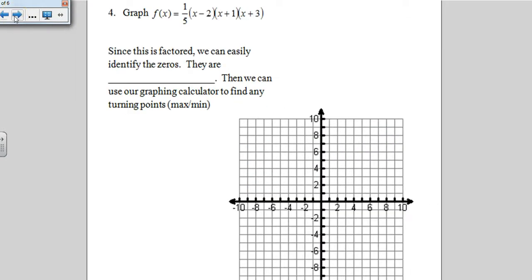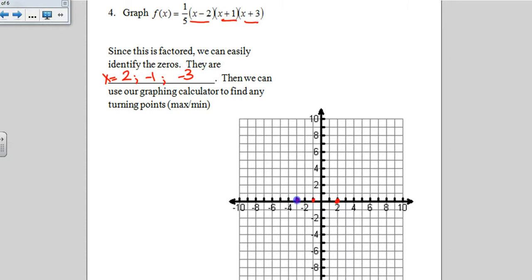I'm going to give you a function, and it's in what we call factored form. Since it's in factored form, I can tell you where your zeros are really easily. So if I look at my factors, here's one, here's one, and here's one. That means we've got an x-intercept at 2, we've got one at -1, and we've got one at -3. So I'm going to go ahead and graph that. There's one at 2, there's one at -1, and there's one at -3.